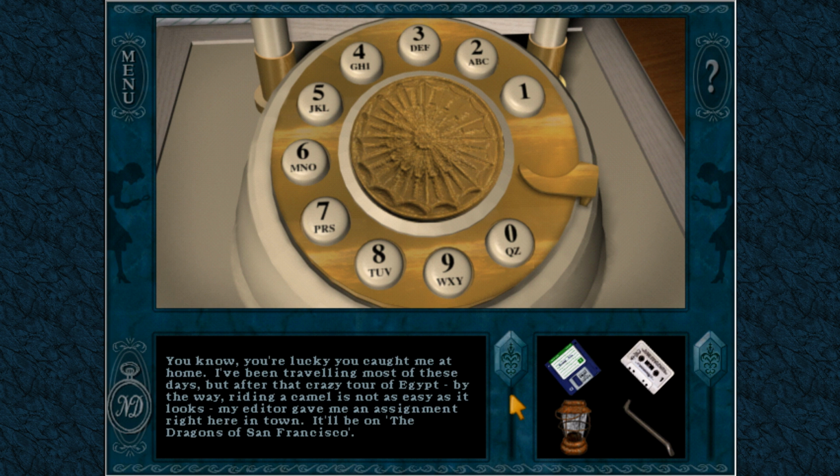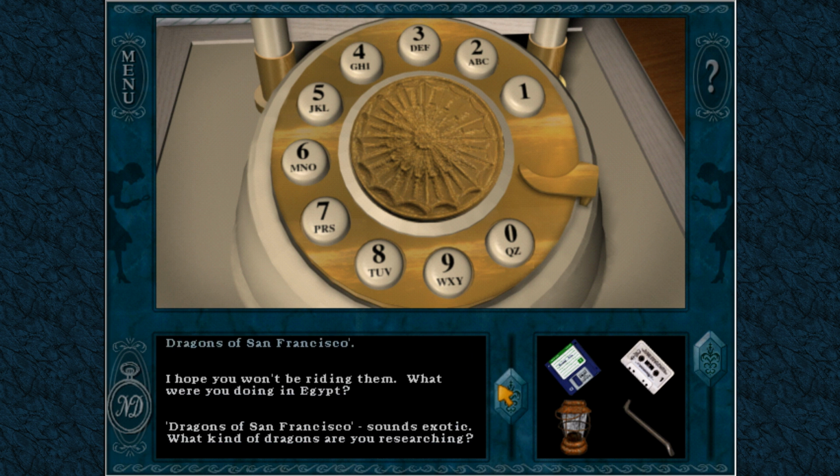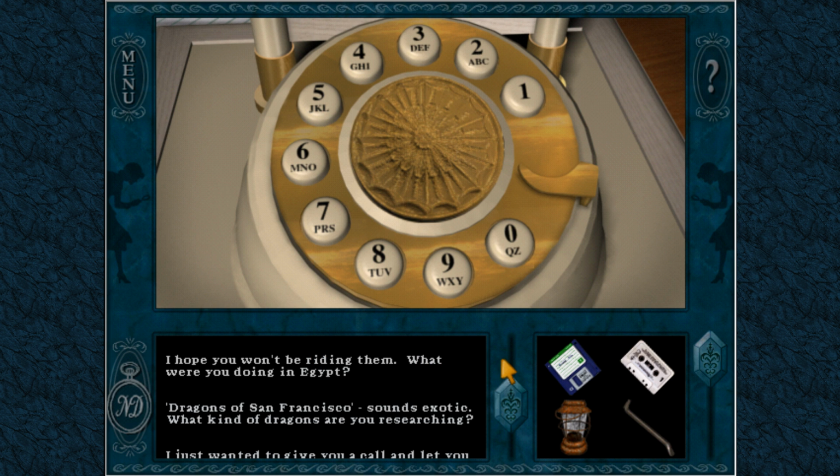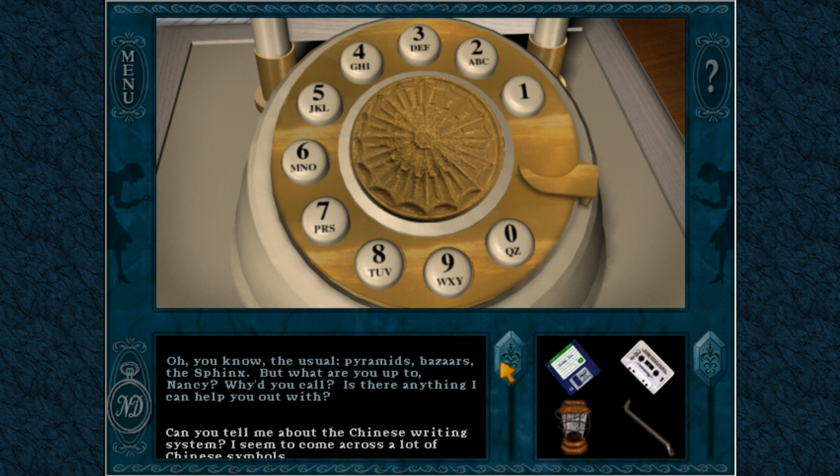You know, you're lucky you caught me at home. I've been traveling most of these days, after that crazy tour of Egypt. By the way, riding a camel is not as easy as it looks. My editor gave me an assignment right here in town. It'll be on the Dragons of San Francisco. I hope you won't be riding them. What were you doing in Egypt? Oh, you know, the usual. Pyramids, bazaars, the Sphinx. But what are you up to, Nancy? Why'd you call? Is there anything I can help you out with?